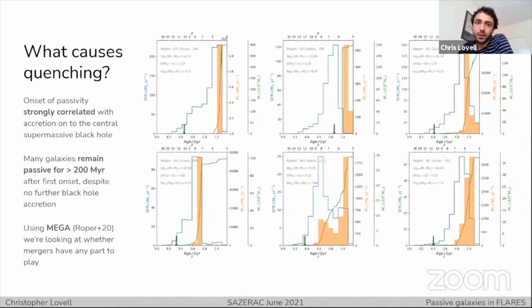And there's a few galaxies, for example, there's one in the bottom left, where it remains passive for a few hundred mega years after that AGN quenching event. So the AGN kicks in at around redshift 8 to 7, and despite little further growth in the AGN, it's efficiently stopped star formation in that galaxy for a reasonably long time afterwards. So this is the first step with this. We're using Mega, which is a tree-based or graph-based structure finder that Will's developed, to look at the merger history of these objects and see whether the rapid assembly of the black hole is correlated with any merger activity.